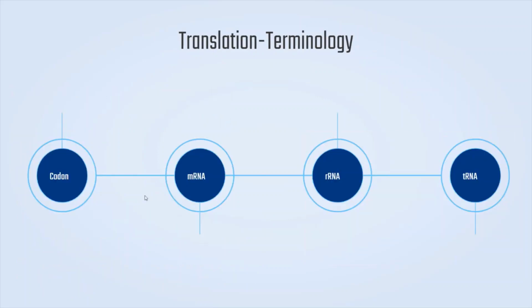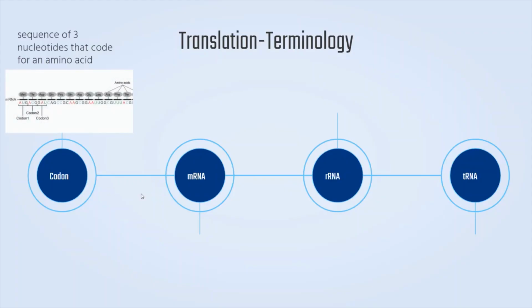In order to get from RNA to protein, we undergo translation. Here is some basic terminology that we need to be familiar with. A codon is a sequence of 3 nucleotides that will code for a certain amino acid. So in this picture, the first 3 letters is a codon, and it will code for a certain amino acid. mRNA, also known as messenger RNA, is the RNA strand that DNA transcribed into.